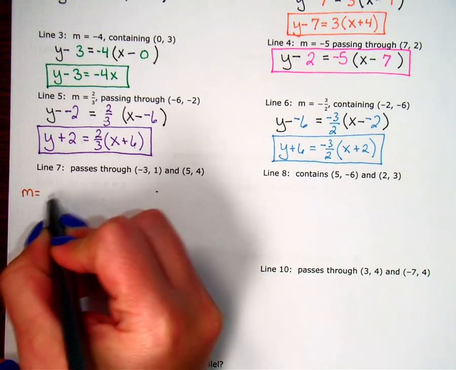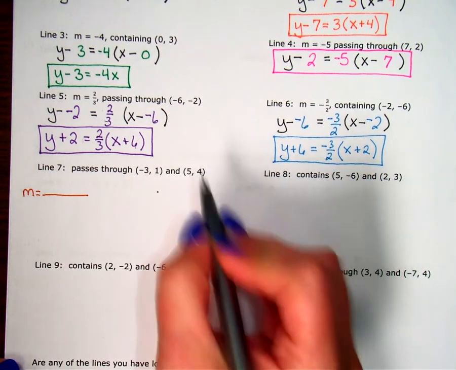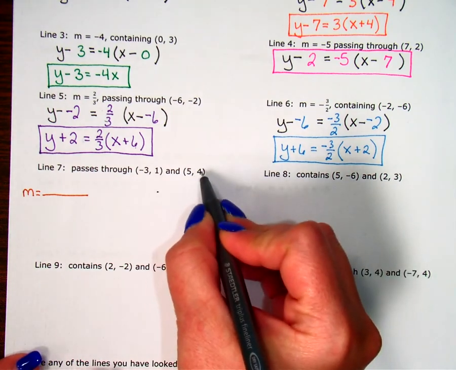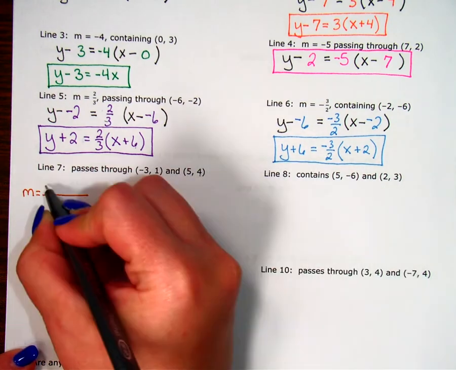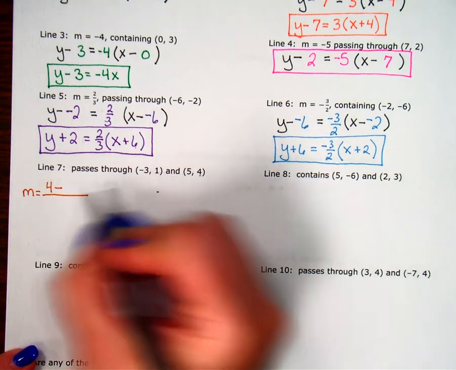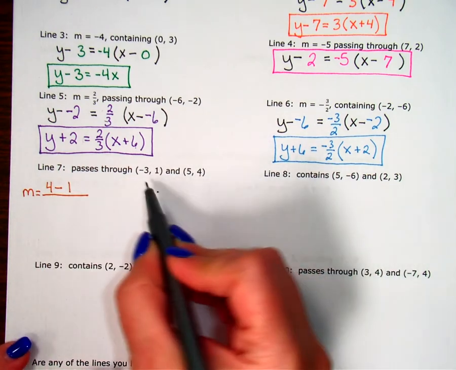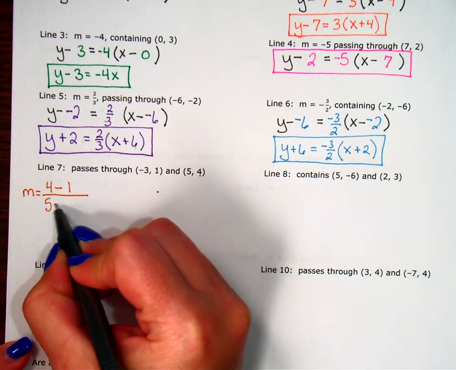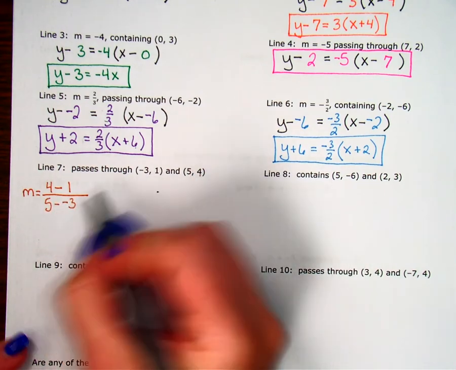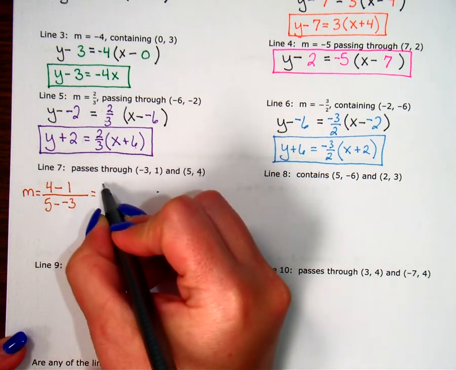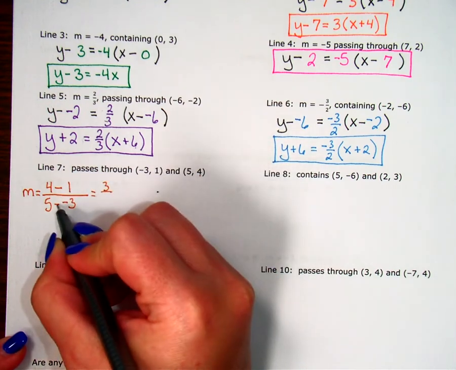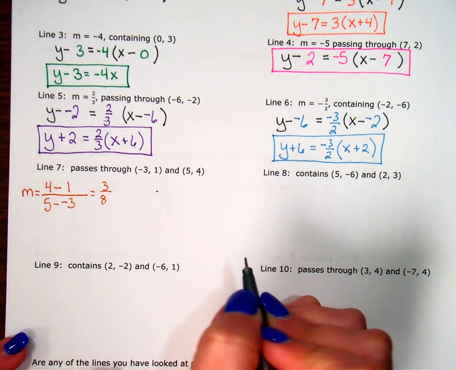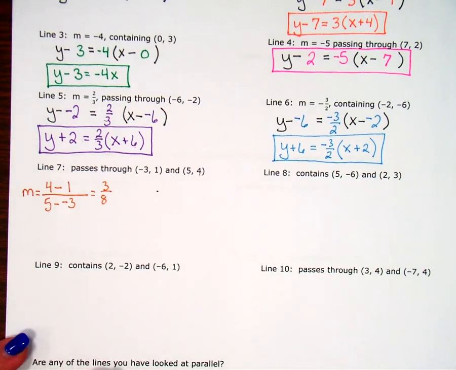So to do that, remember you're going to do your y's. You're going to subtract your y's on top and subtract your x's on the bottom. Always start with your second point. So I'm going to do 4 minus, my y first, 4 minus 1, over, then I'm going to do my x's, starting with the second one first, 5 minus negative 3. Okay, so 4 minus 1 is 3. 5 minus a negative 3 is really 5 plus 3. So that's going to be 3/8. So I know my slope is 3/8.